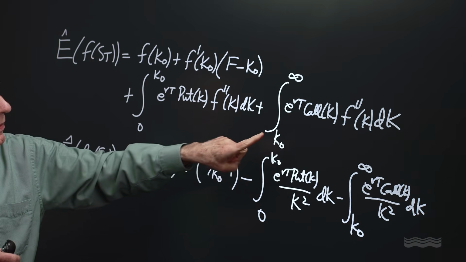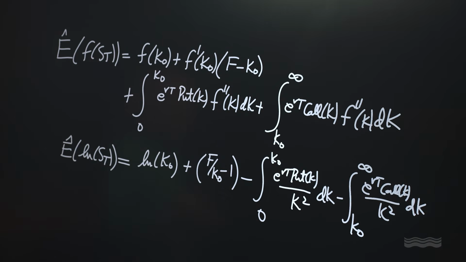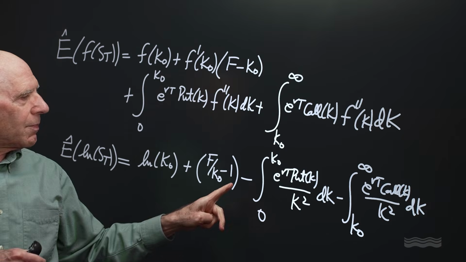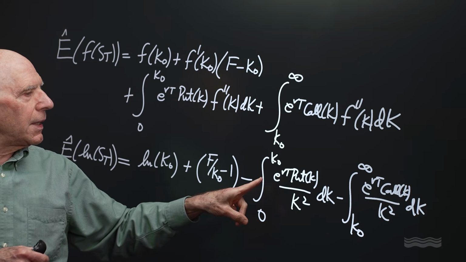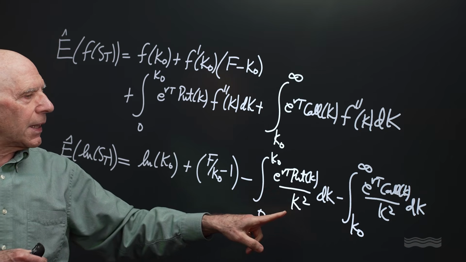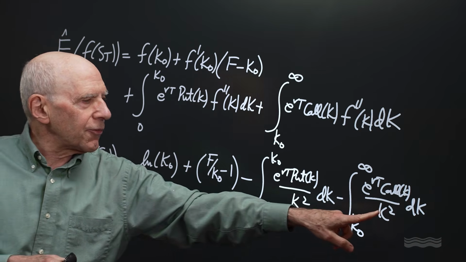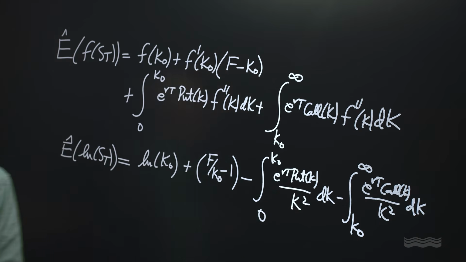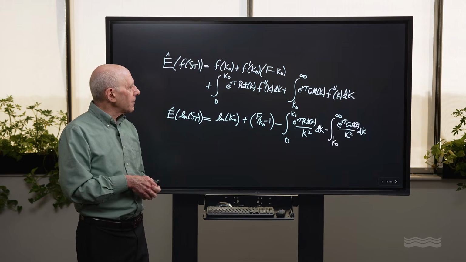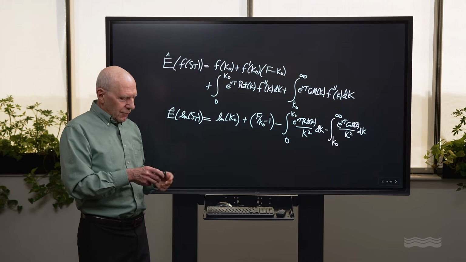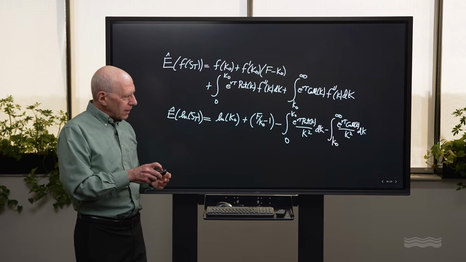And then the derivatives here are minus 1 over k squared. So in these integrals, we get minus integral from 0 to k naught of e to the RT times the put divided by k squared dk, and similarly for the calls. This is the famous 1 over k squared weighted portfolio of puts and calls that's involved in variance swaps and in the new VIX.